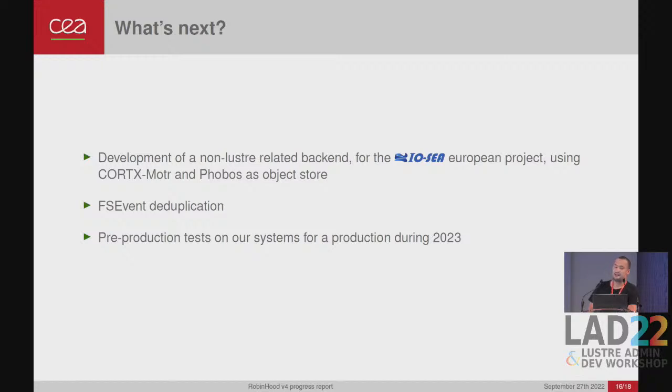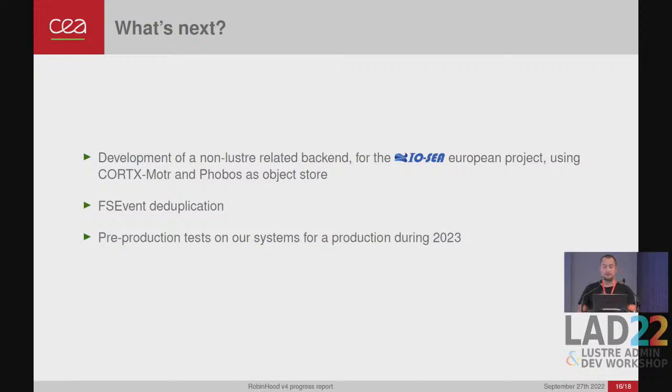So then what's next? What's for the next year? First, I need to say that additionally to Lustre, we also develop a non-Lustre related backend for a European project called IOC, which has the goal to build an I/O storage software stack for European clusters, using Cortex Motor and Phobos as object store and not only as file store, meaning that we will have really a generic backend for Robinhood that can treat both file and object stores.